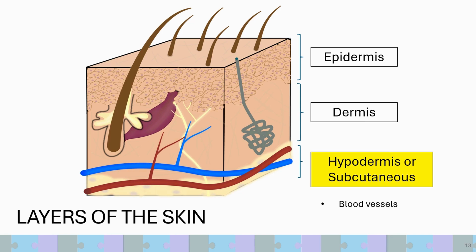We do find very large blood vessels inside of this hypodermis or this subcutaneous layer. So if you do get a cut that goes just into the dermis, there are some smaller blood vessels. You will see some bleeding. If you make it to that subcutaneous layer, you're going to see much more bleeding because the blood vessels are much larger at that point.